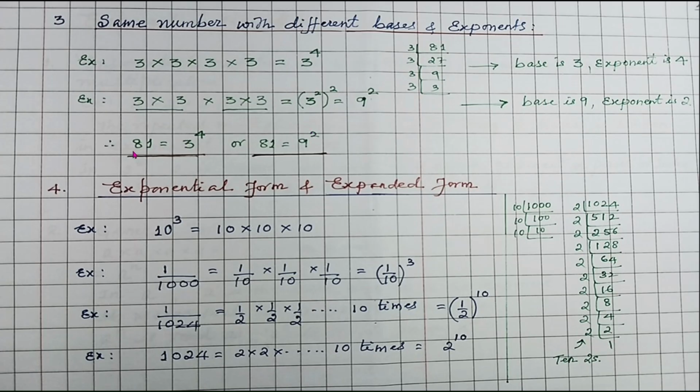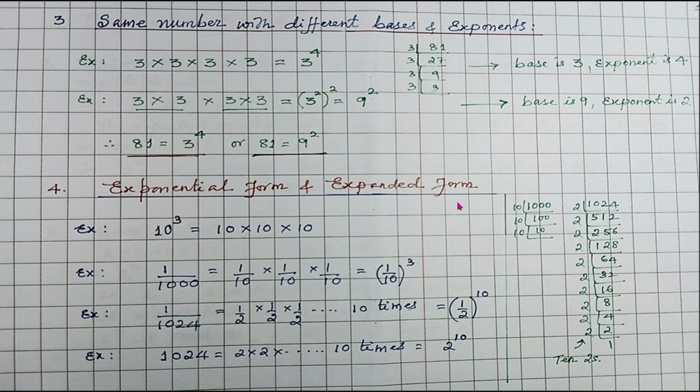That means the same number 81 can be expressed with different bases and different powers. That is what we have to remember. Same number can be written with different bases and exponents. So 81 is written as 3 raised to 4 here, base is 3, power is 4. 81 is again written with base 9 and power 2. Remember that.